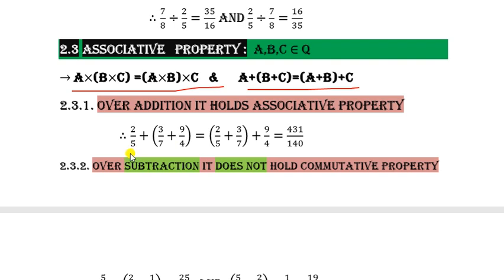For addition, you have to check only the place of the bracket. The numbers are the same. 2 by 5 plus 3 by 7 plus 9 by 4. Here also I wrote 2 by 5 plus 3 by 7 plus 9 by 4. But the bracket is completely different. After using the different kind of bracket, the solution is always the same. That means 432 by 140. So it holds associative property over addition.